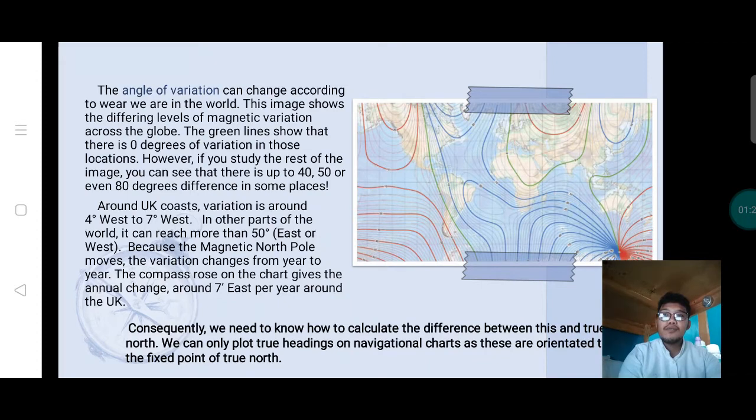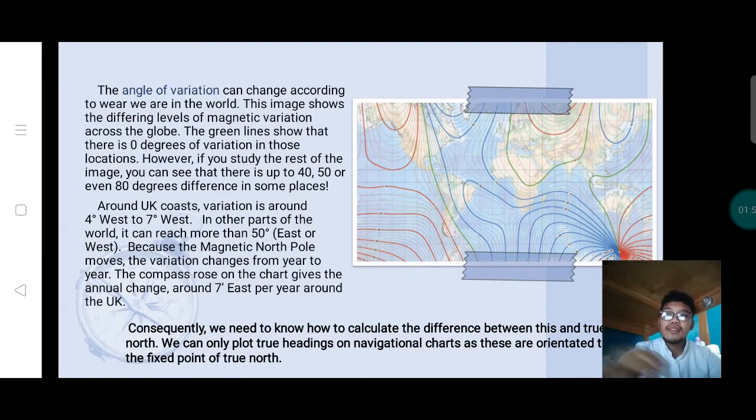Because the magnetic North Pole moves, the variation changes from year to year. The compass rose on the charts gives the annual change, around 7 degrees east per year around the UK. Consequently, we need to know how to calculate the difference between the magnetic north and the true north. We can only plot true headings on navigational charts as these are oriented to the fixed point of true north. Using the chart, true north is the main course for direction because it doesn't move unlike the magnetic north.